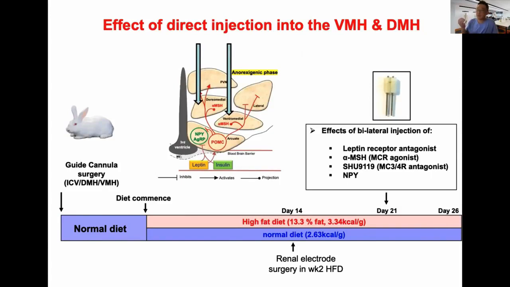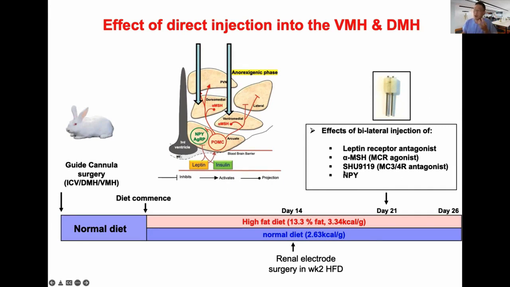So we developed this technique to target these areas, and we gave both parts of the brain, left and right side, the drugs. This time we used the same drug, which is the leptin antagonist, and alpha MSH, which is the agonist. This is the same hormone produced by the POMC neuron when leptin and insulin enter the brain. So we gave more of these to see what the changes are.